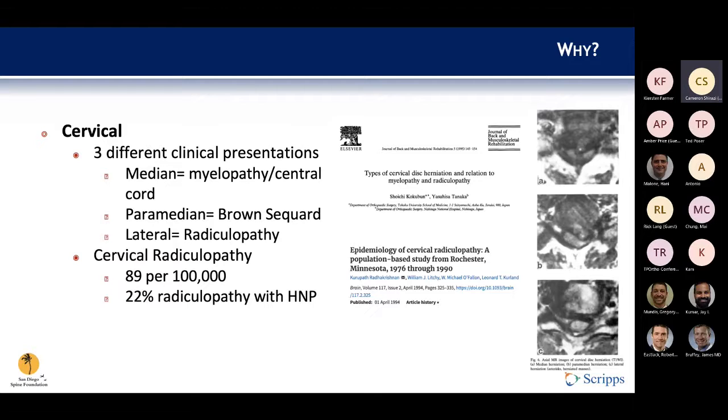Looking more in depth at radiculopathy, it's about 89 per 100,000 patients, and then 22% of those patients with radiculopathy present with or have HNP associated with that, based on that epidemiological study there, which was over the course of 14 years.